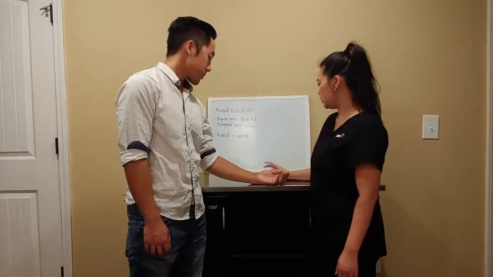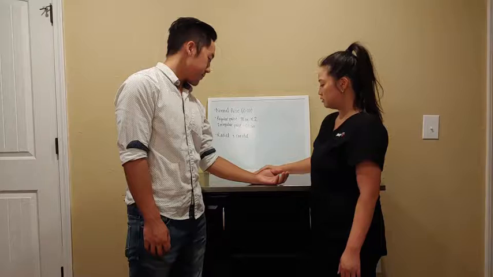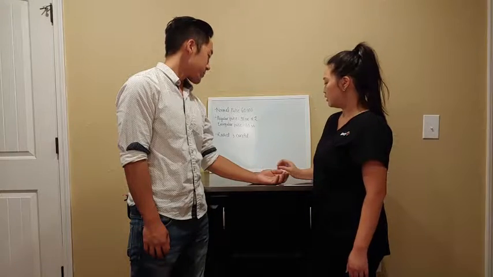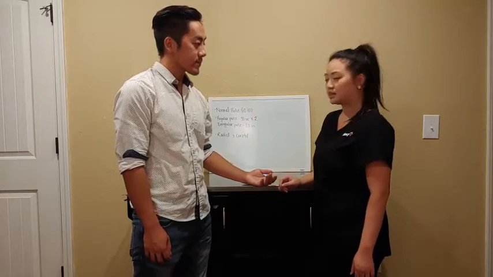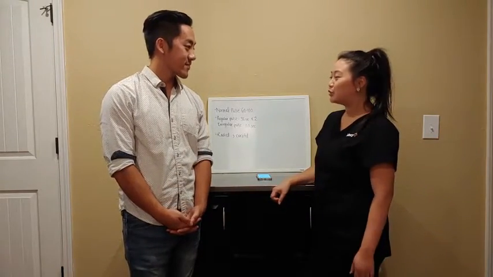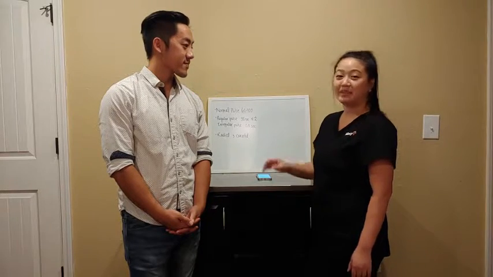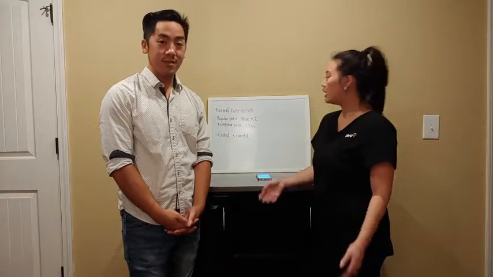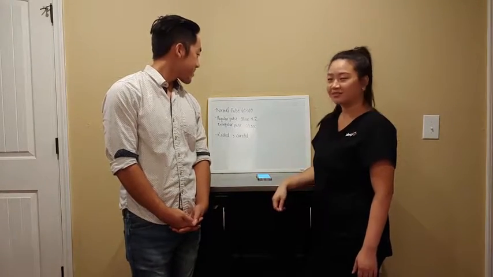Alrighty, so I'm going to start the timer now. All right, at the end of the 30 seconds, I got 40 pulses. So that means 80 in total for his pulse, and that's within normal range.